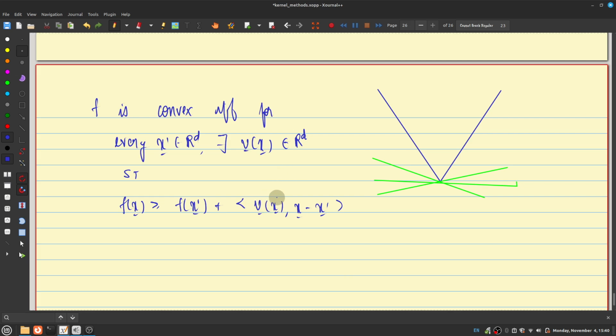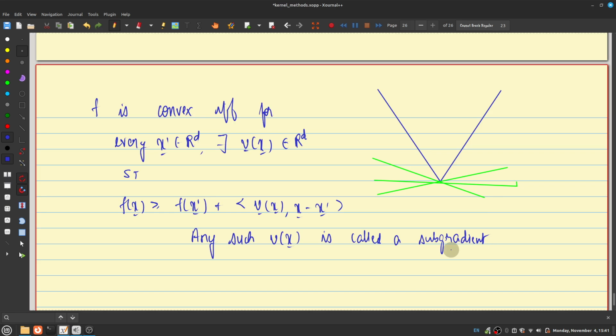Any such vector v defines a tangent, and it's called a subgradient. So by definition, if f is a convex function, then there is a subgradient at every single point, and the tangent that is defined by the subgradient is always a lower bound for the function. But in principle, as we see from this example, there could be multiple subgradients at certain points.